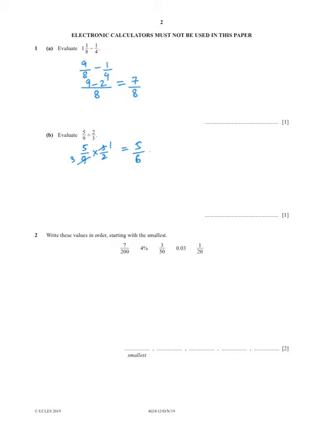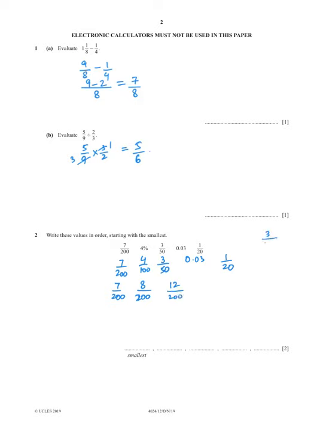And the next one, write these values in order starting with the smallest. So 7 upon 200. The next one is 4 upon 100. After that it's 3 upon 50. It's 0.03 and it's 1 divided by 20. We will make the denominator the same. So first one is 7 upon 200. The next one I need to multiply by 2. 4 twos are 8 over 100 times 2, it will be 200. After that it will be 50 times 4. 3 fours are 12. 50 fours are 200.